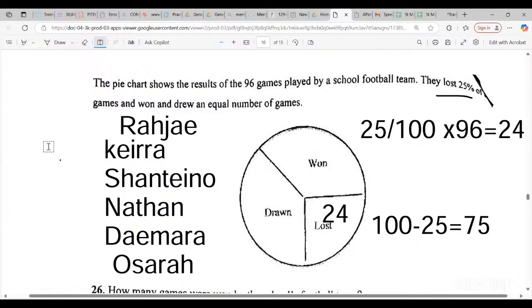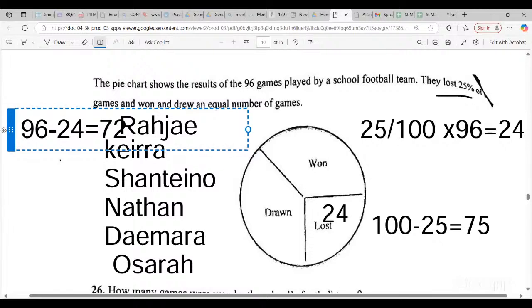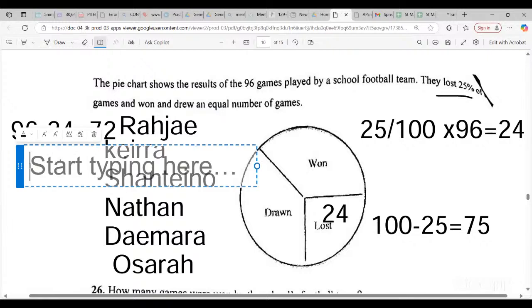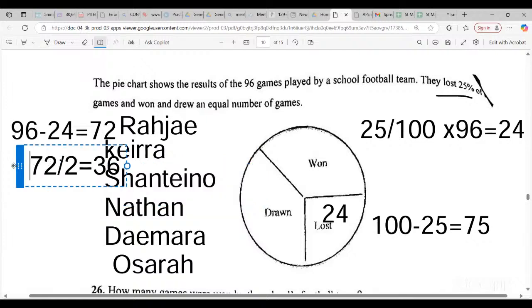We know that it's 96 games, right? Sir, we are going to subtract 24 from 96 and then divide it by 2. Exactly. You subtract that first, because this 72 represents the total games between won and drawn. Then, because we know it's an equal amount, we divide it by 2, and that's how we get 36. So it's actually 36, as Raji said. Raji did not provide an explanation, but we can't kill him for that.